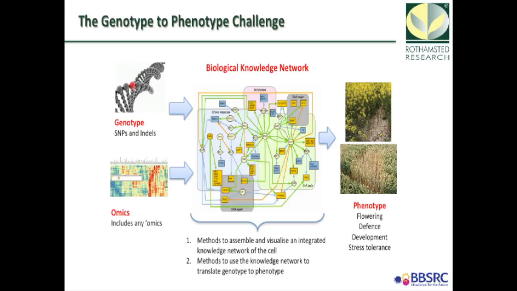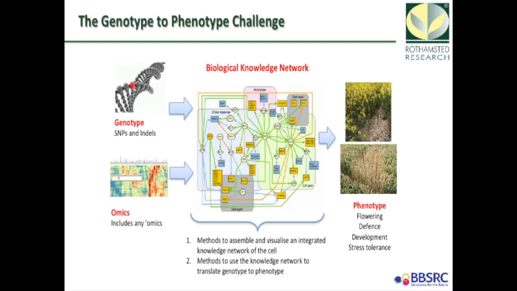So what we are trying to do at Rothamsted is develop tools to build what we call knowledge networks. I'll talk about what they are in a moment. We also develop algorithms and data mining tools that help biologists link genotype to phenotype.